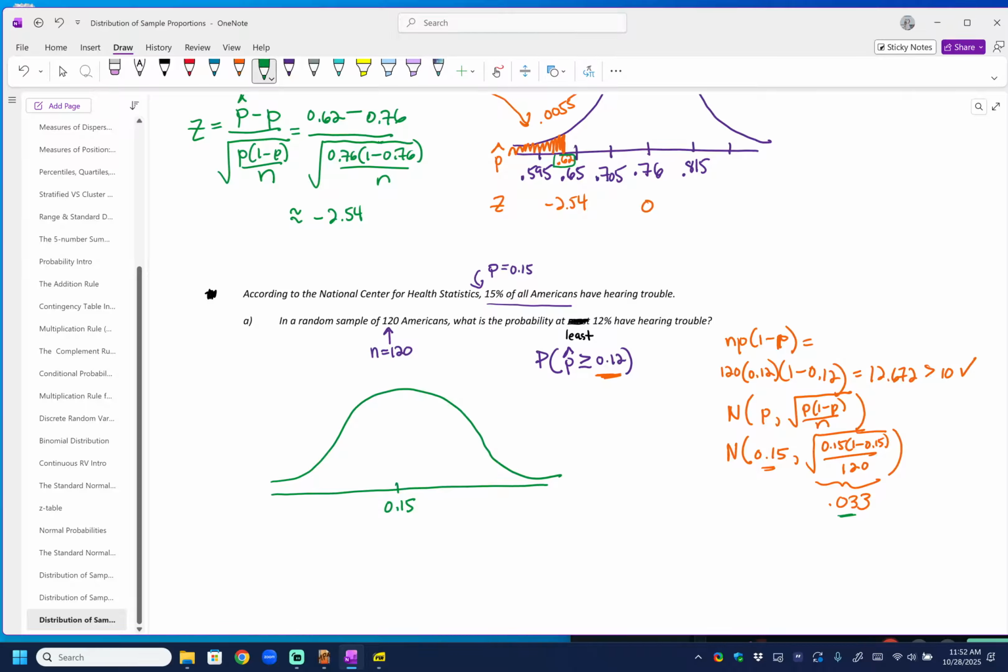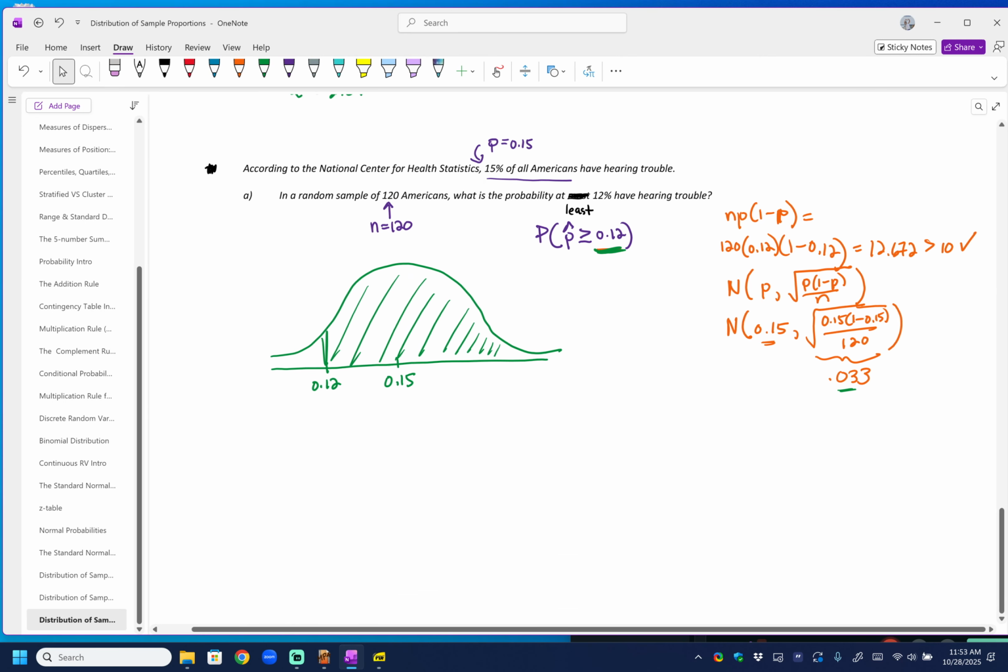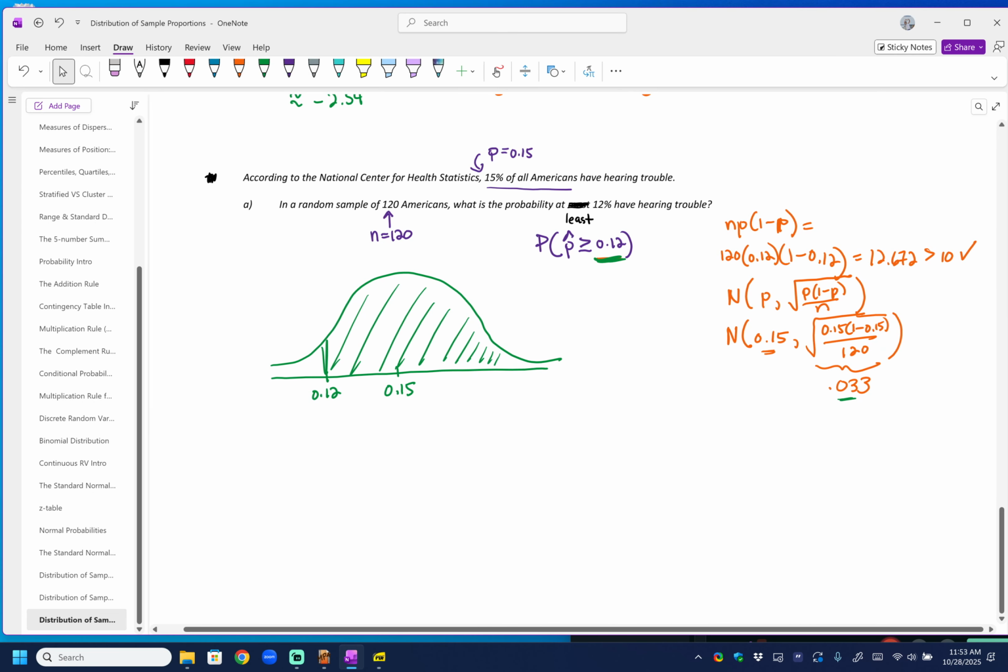We just need to find our value of p hat, 0.12. We'll throw it someplace over here. And we're looking for at least, so we're going above that. Our goal is to find this area. We have all the tools at our disposal to do so. All we have to do is find our z. We're going to take our value.